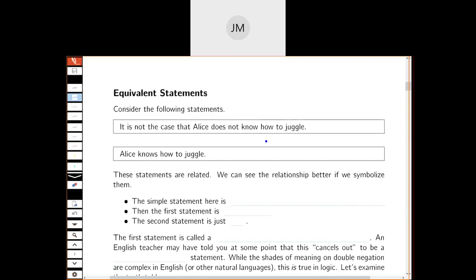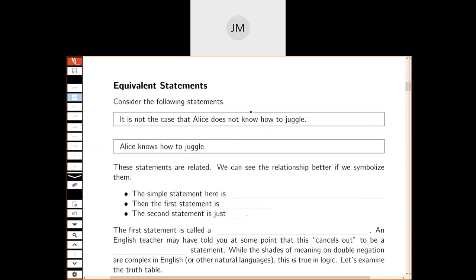So here's two statements. The first one is, it is not the case that Alice does not know how to juggle. The second statement, Alice knows how to juggle.